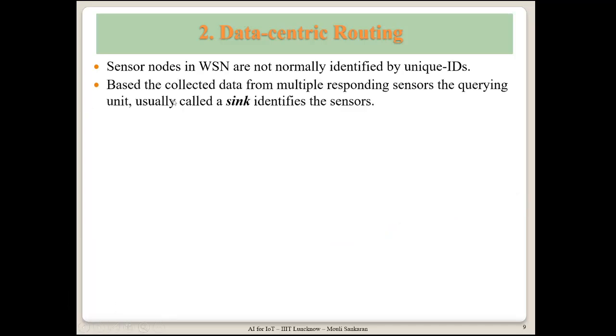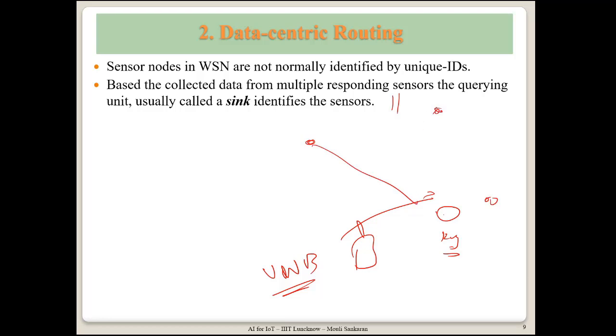Now, how do they communicate? Based on the collected data from multiple responding sensors, the querying unit, usually called a sink, identifies the sensor. I already explained this in one of the earlier discussions. I in fact gave you a similar scenario which uses this kind of communication. If you remember UWB, we discussed locating a key in a particular domain, and we have a mobile, and there are some fixed network or sensors which are there to localize the key as well as localize the mobile so that we can guide it towards the key which is lost. So that is a good example of WSN.